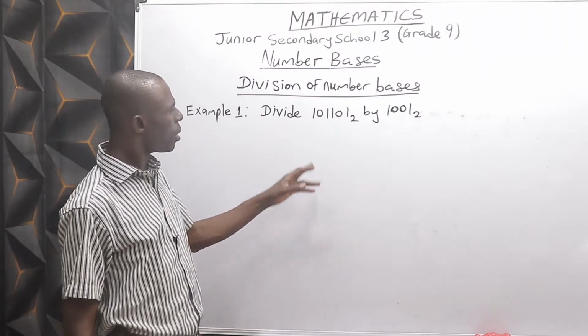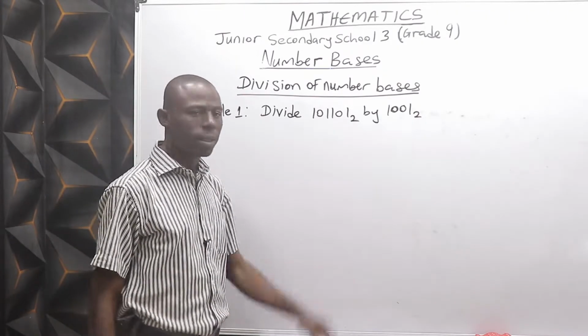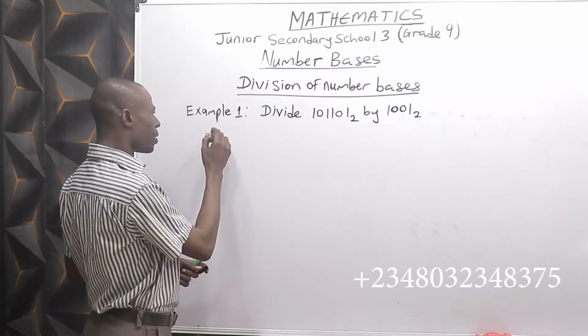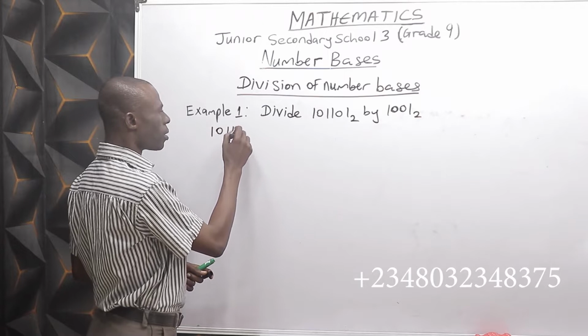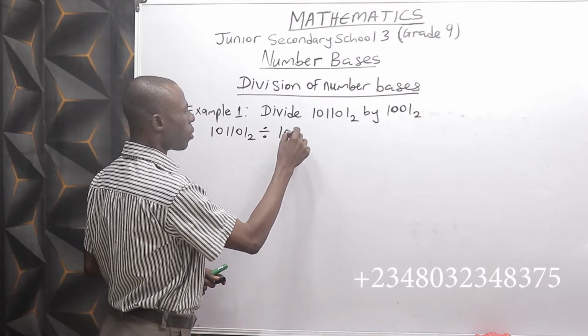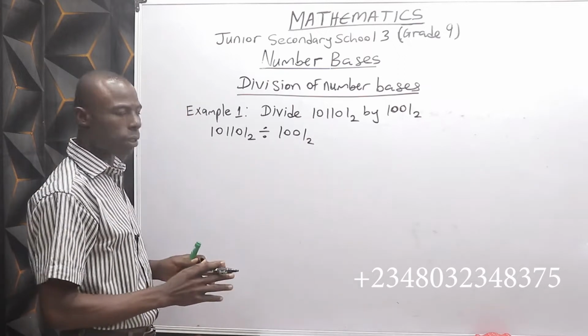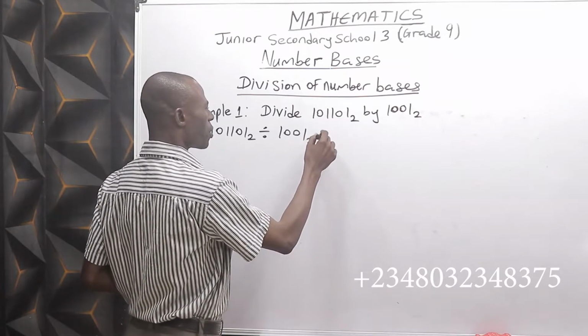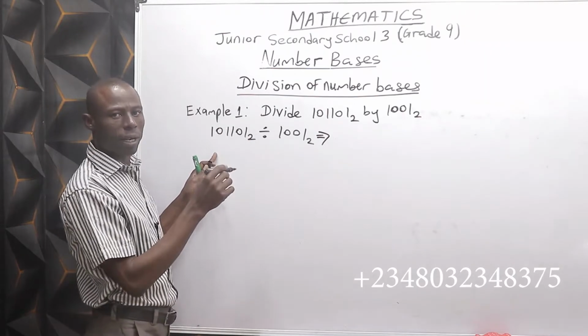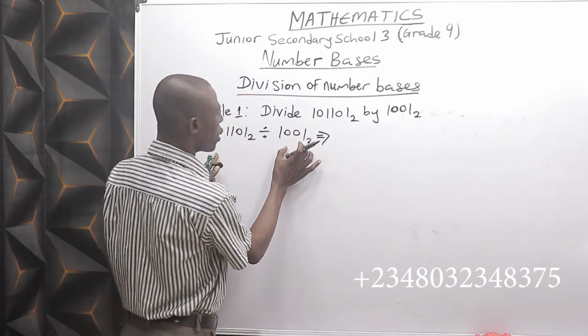Divide this number by this. Use the expansion method for this division. First write 101101 base 2 divided by 1001 base 2. That is what we are doing. And it means convert these to base 10 for easy work, and also these to base 10.